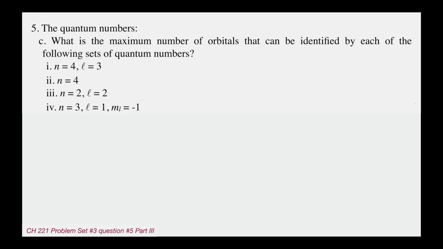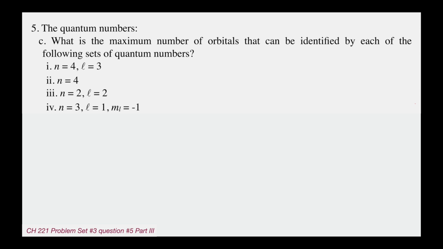What's the maximum number of orbitals that can be identified by each of the following sets of quantum numbers? Number of orbitals is kind of a big deal. If you just have n, then n squared would be the number of orbitals. On the first one, though, you have an n and an l. And if you have something like that, and it's a legit combination, then 2l plus 1 would be the way to do it. So on A, if it was just n equals 4, then that would be something.